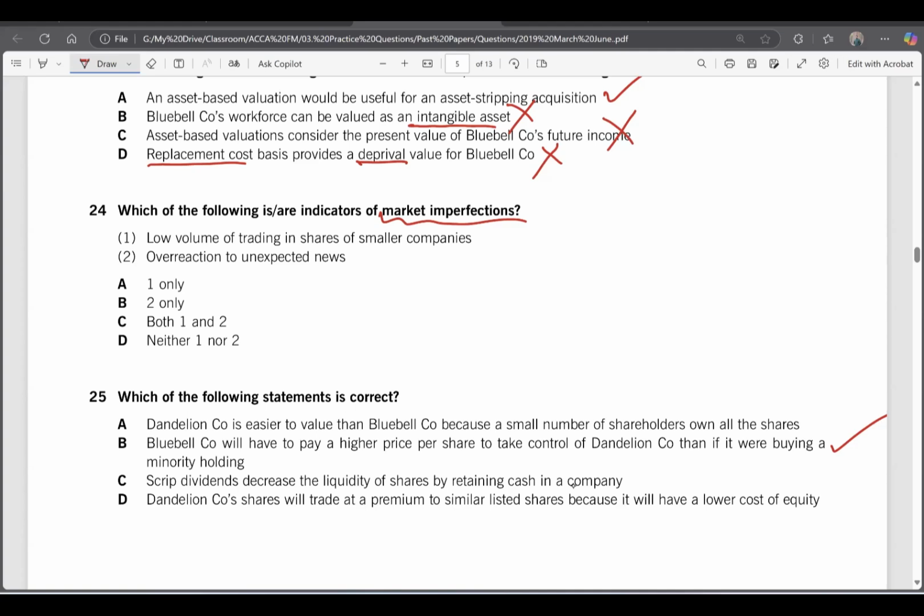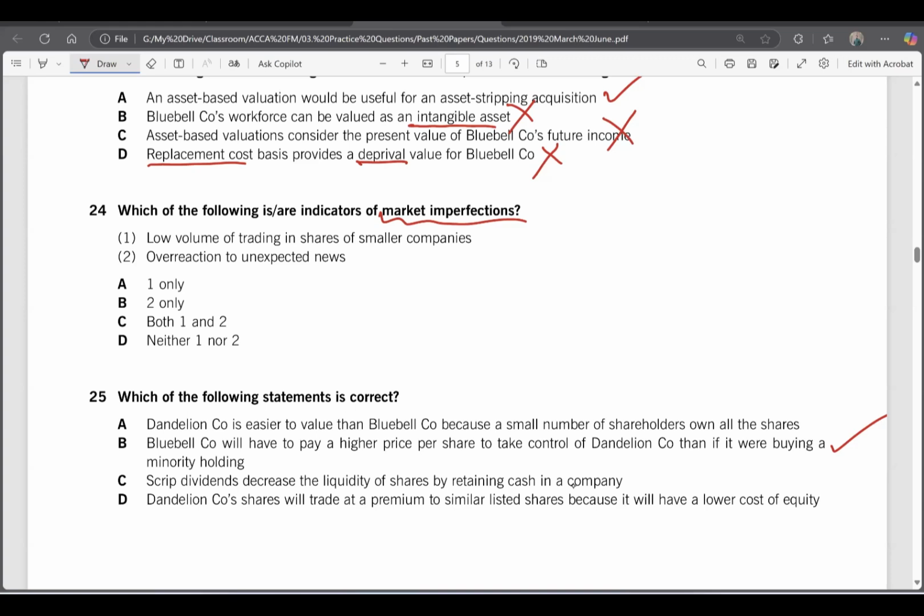If you want to buy DCO and take control, they will ask you to pay a higher price per share. If you just want to remain a minority investor, then they will be okay with a fair amount. But if you want to control the company, they will ask you for extra because the control is shifting to you. The first one is of course incorrect, because a small company is not easy to value. It's very risky, by the way, to find the value of a small company.